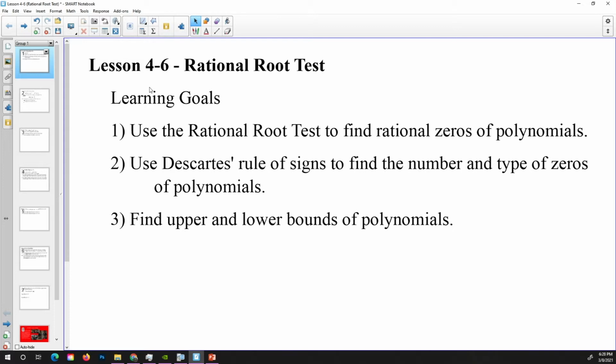Today we're going to use the rational root test to find zeros of a polynomial. We're going to use Descartes' rule of signs to find the number and type of zeros of polynomials, and we're going to find upper and lower bounds of polynomials.